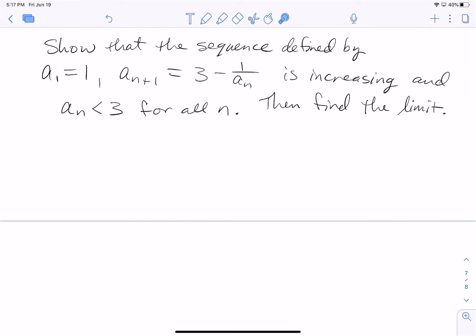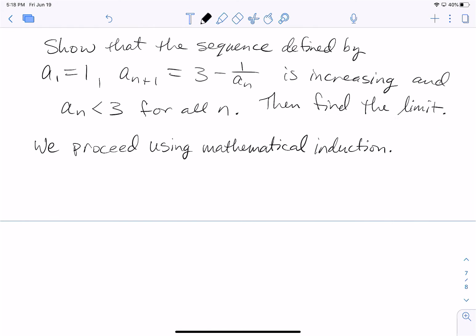We are asked to show that this is increasing and that a sub n is less than 3 for all n. That will mean that it's monotonic and bounded. So by the monotonic sequence theorem, we're going to conclude that it's convergent, and then we're asked to find the limit. We're going to proceed using mathematical induction.